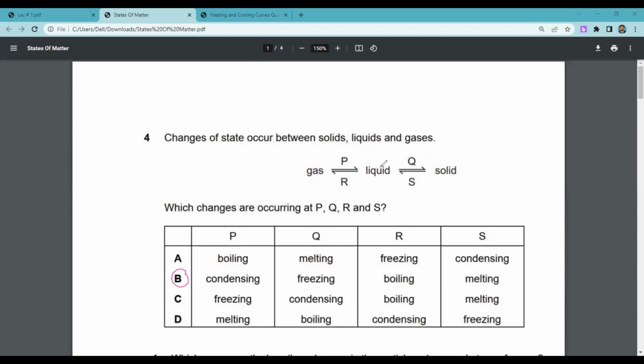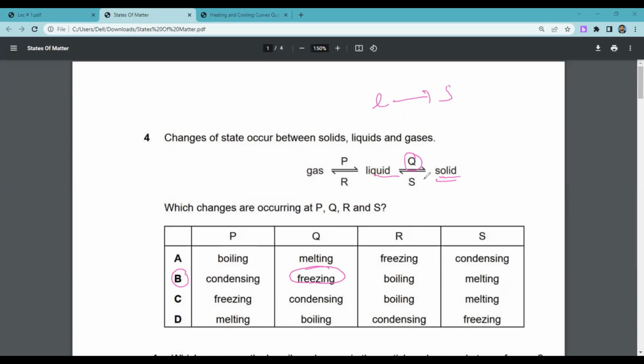Okay. And at point Q, what is happening? Liquid is converting into a solid. What is this called? When a liquid is converting to a solid, this phenomenon is called freezing. You can see that this process is called freezing.